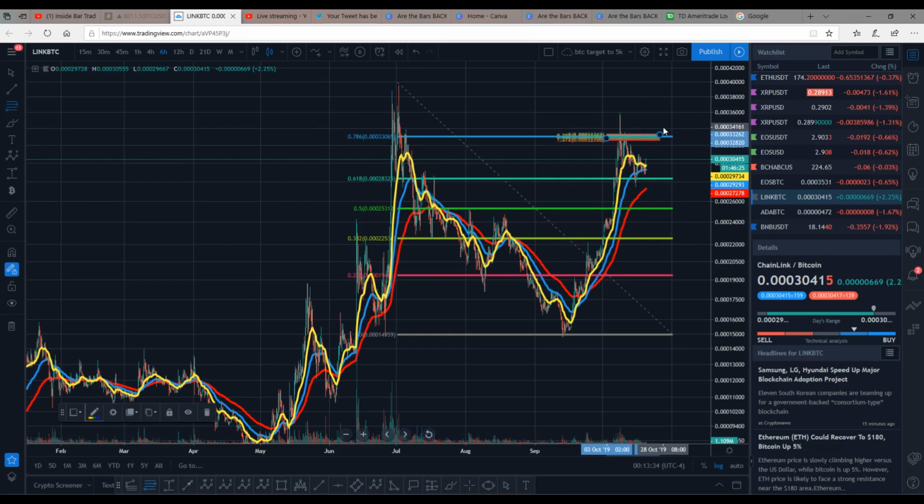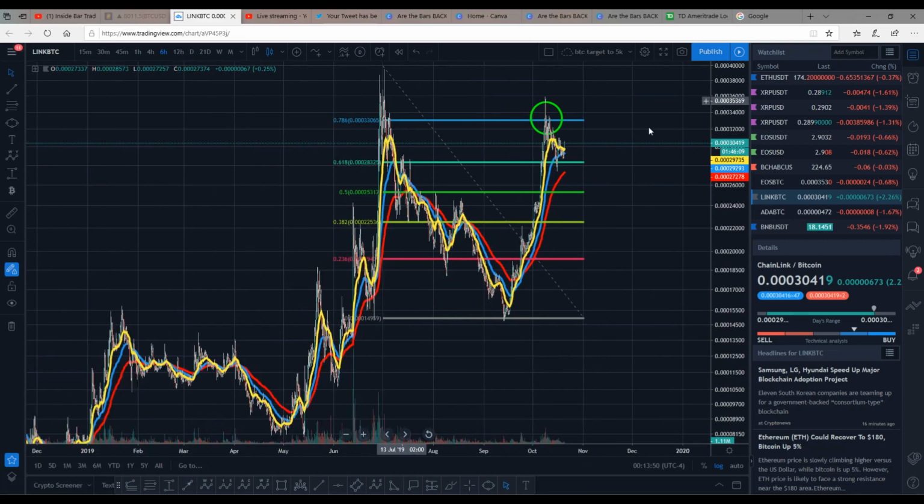0.786 pullback. Let's see why you're not working. All right, 0.786 pullback, exactly like silver.